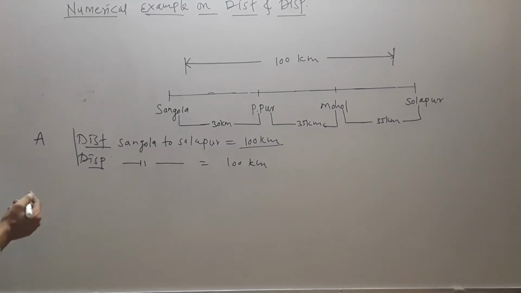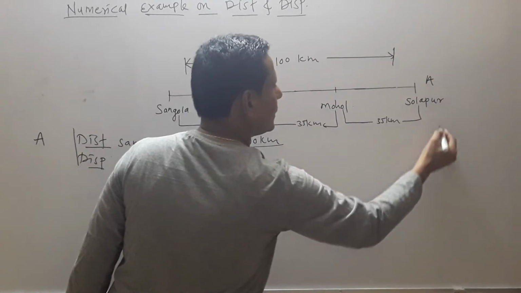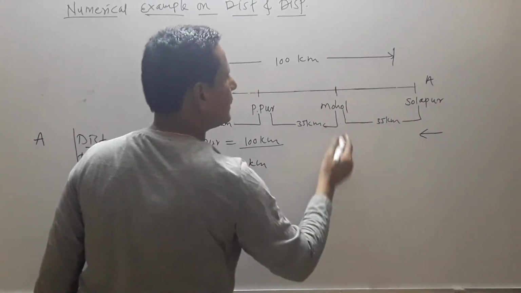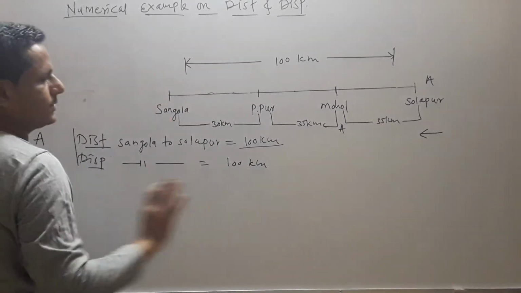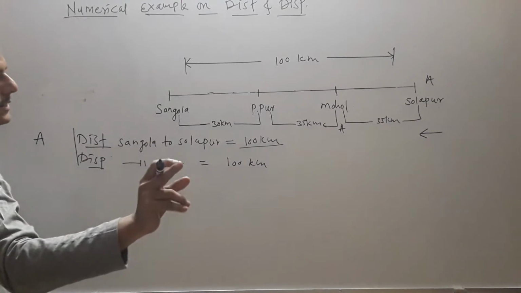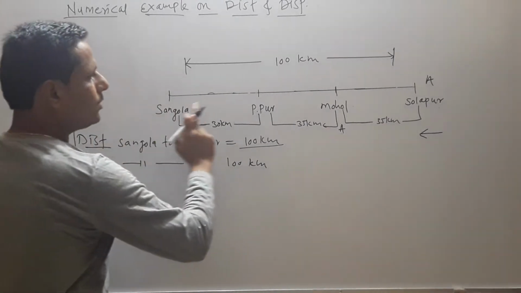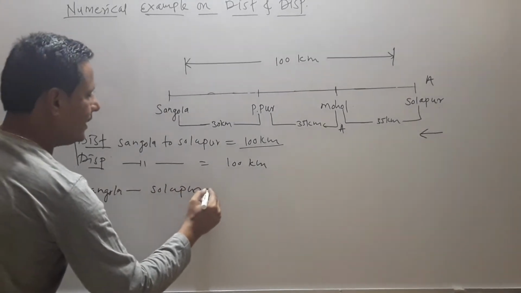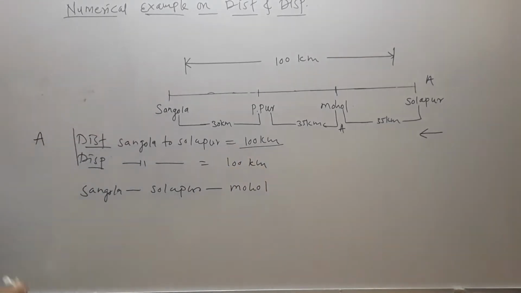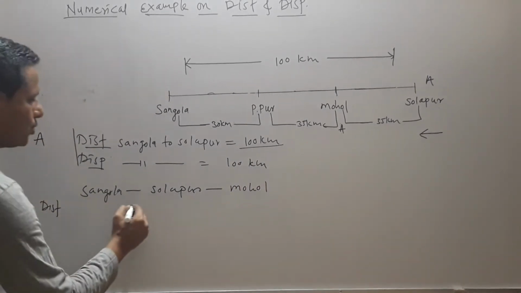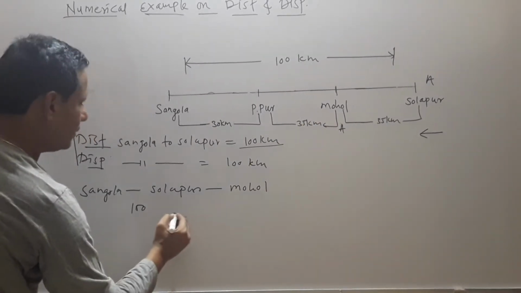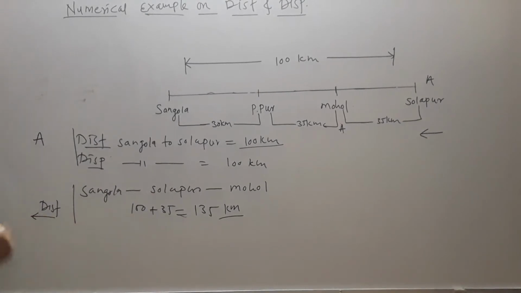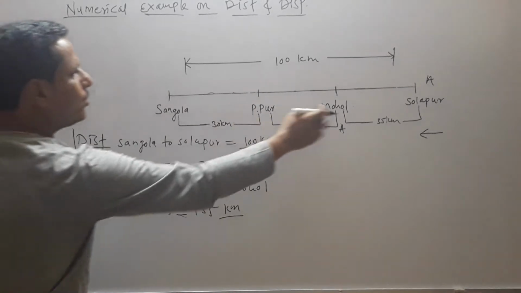Now, what is the second case? After the person reaches Solapur, it returns back. Suppose it comes from Solapur to Mohol, and here it takes some rest. Now in that case, what is the distance and what is the displacement? The return journey is Sangola to Solapur, and then it returns back to Mohol. So the distance is what? Sangola to Solapur is 100, and again Solapur to Mohol is 35 km. So the total distance is 135 km.